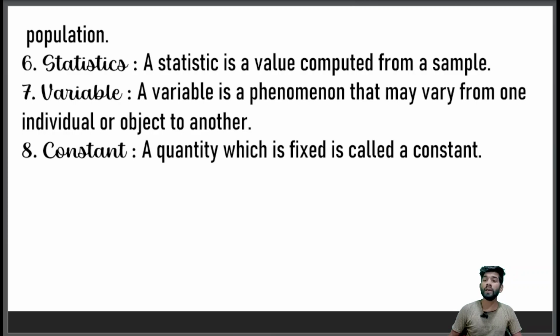Then the variable. A variable is a phenomenon that may vary from one individual or object to another, meaning it is different from each other. The meaning is in the name itself: vary means different. Then the constant. A quantity which is fixed is called a constant. Fixed quantity is called constant.